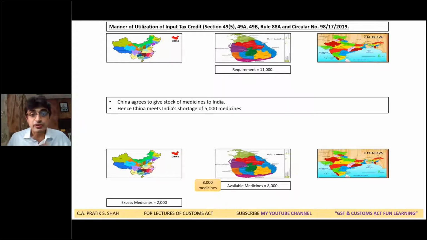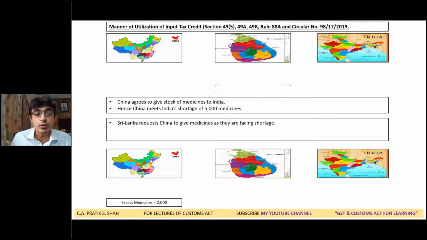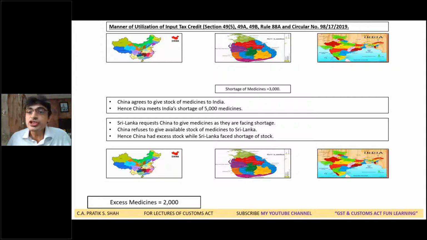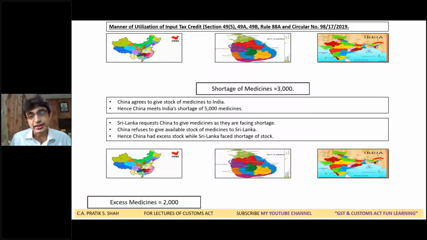Now comes third step. Sri Lanka means SGST. Sri Lanka's liability is 11,000, but medicine available is only 8,000. So let us give that. Let us finish that, 8,000. Still there is a shortage of 3,000. Now, if you carefully see, China has surplus of 2,000. Sri Lanka has shortage like always of 3,000. Can China give to Sri Lanka? Answer is no. Answer is absolutely no. You will have to carry forward this CGST ITC of 2,000 and you need to pay this shortage of 3,000.